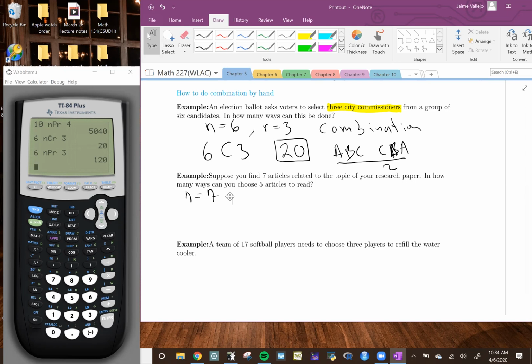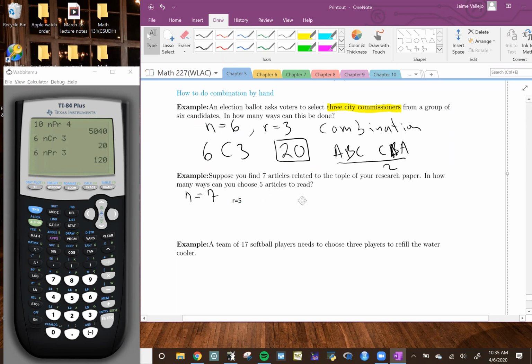For this one, once they read an article, are they going to go back and read the same article, or are they going to go and read a different article? So we're just going to assume that they're going to read another article. So in this scenario, we're going to assume this is done without replacement, because once they select the article and read it, they're not going to go and say, I'm going to read that article again. So we're going to say R is equal to 5, because they tell us they're going to choose 5 articles.